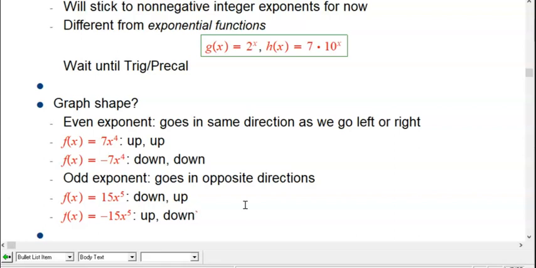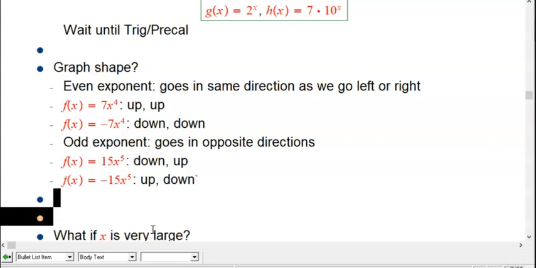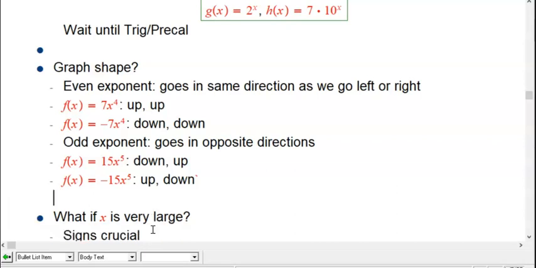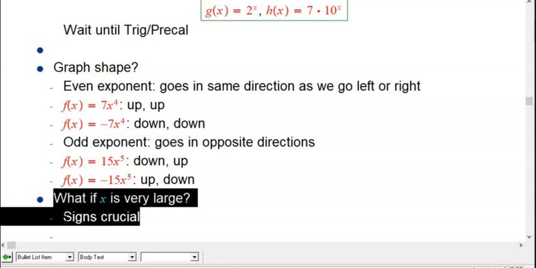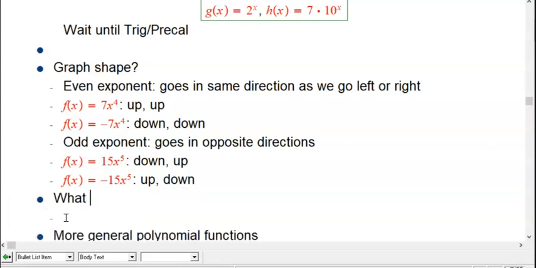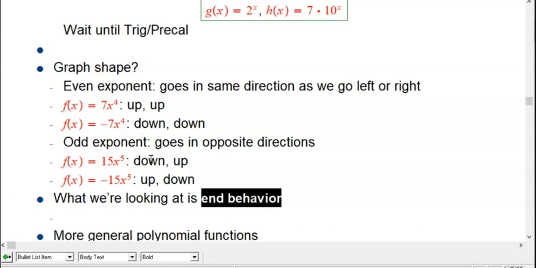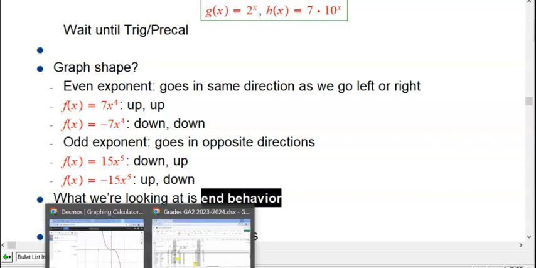Okay. And that's nice to know, but what we're more interested in than just the pure power functions is combining those. And let me just give the terminology here. What we're looking at is called end behavior. And that is not what happens for small values of x, but what happens for large values of x.